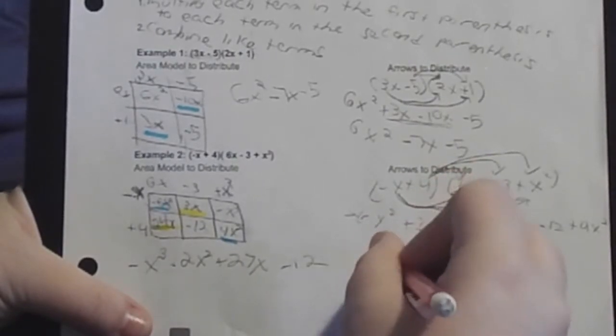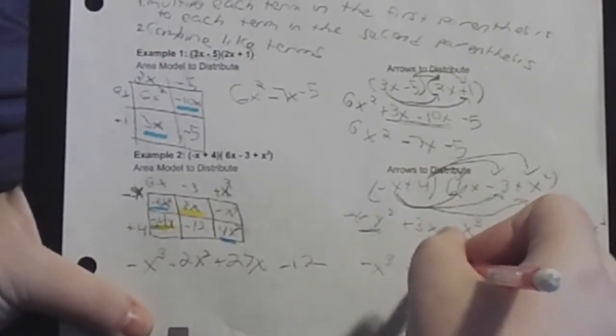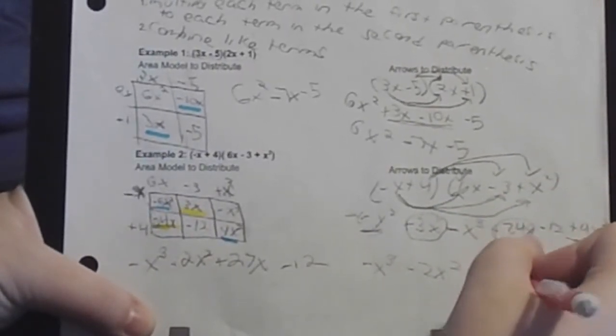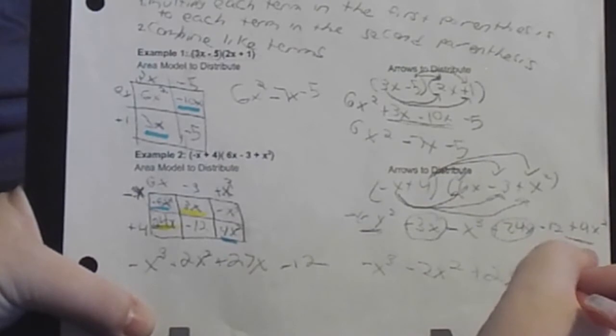Again, I rewrite it in order where I put my negative x cubed first. I combine my x squareds, and negative 6 plus 4 is negative 2x squared. I combine my x's, 3 plus 24 is plus 27x. And then I'm left with my minus 12 as my just number. And that is the arrow way that we find the sum area when you multiply two polynomials.